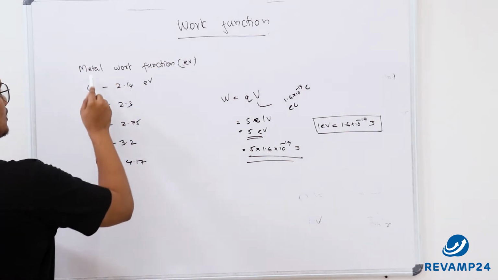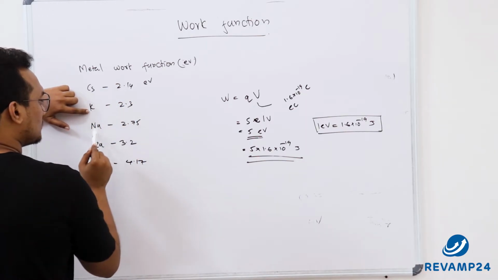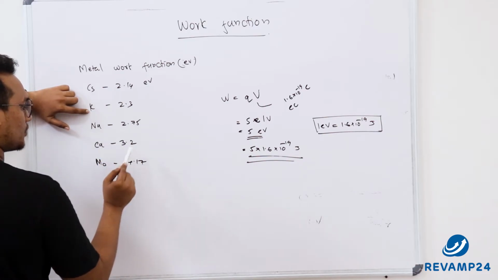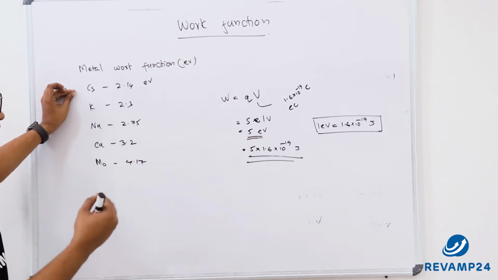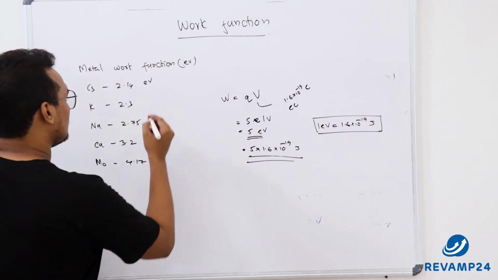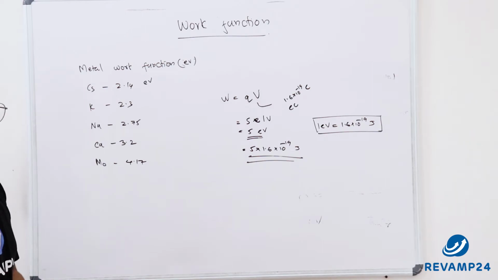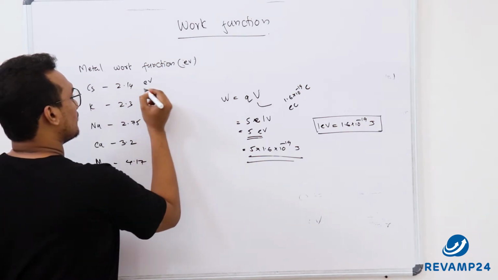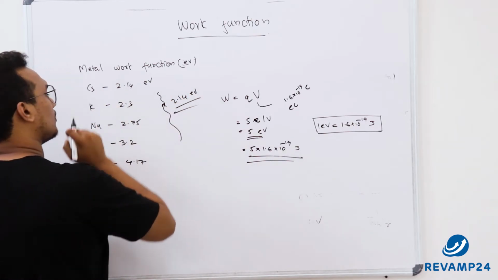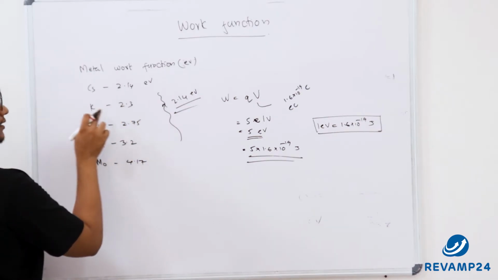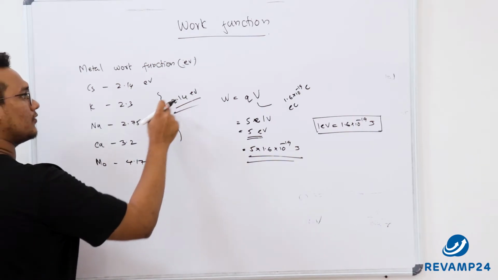Now cesium has 2.14 eV, potassium 2.3, sodium 2.75, then 3.2 and 4.17. Out of all the materials, cesium will give the electron first, because cesium has a very low work function. This means a radiation having an energy of 2.14 electron volt can take an electron out from cesium, but it cannot take an electron out from potassium, because that needs 2.3 electron volt. So 2.14 is not sufficient.